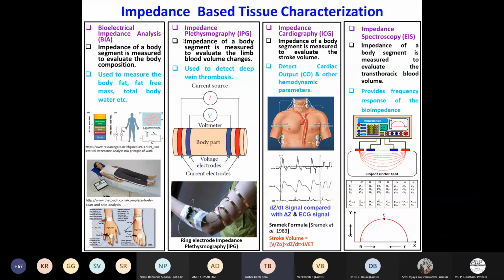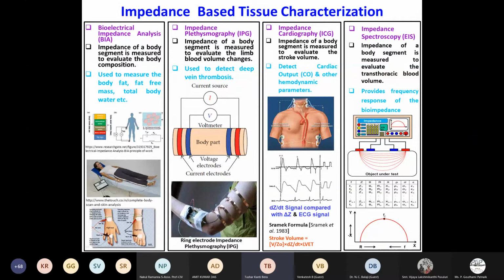Another technique, impedance plethysmography, is utilized for measuring the blood volume changing through a limb, because blood is being pumped by the heart. So it is coming to the limbs through the artery and going back to the heart again through the veins. That type of blood flow measurement is suitable for deep vein thrombosis detection.